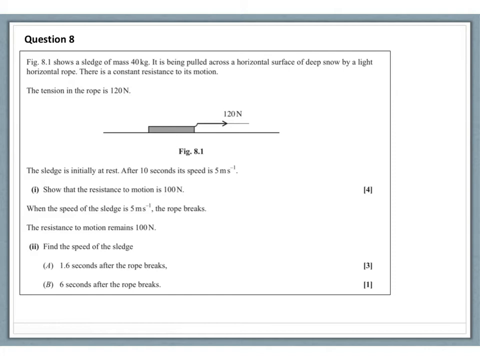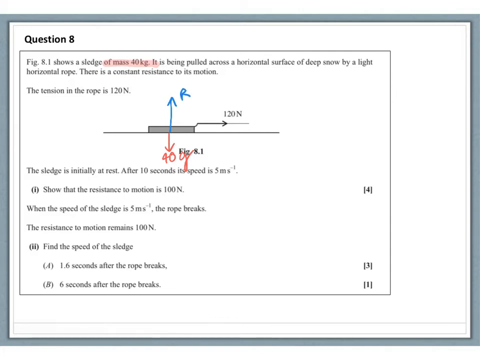Question 8. We have a sledge of mass 40 kilograms. It's being pulled across a horizontal surface of deep snow by a light horizontal rope, and there is constant resistance to its motion. There's a little diagram of it here. So first of all, it's got a mass of 40 kilograms, which means it's got a weight acting downwards of 40g.